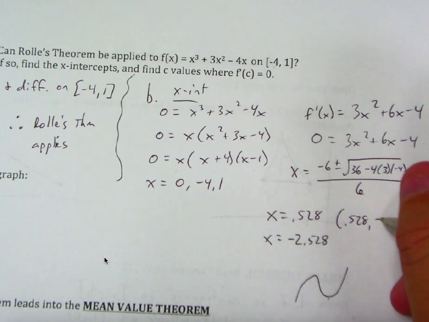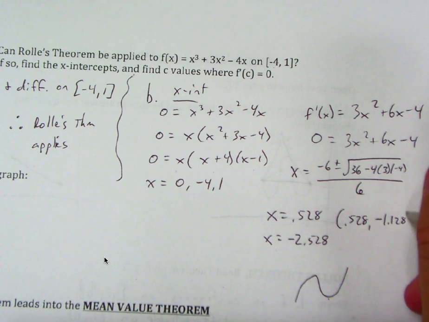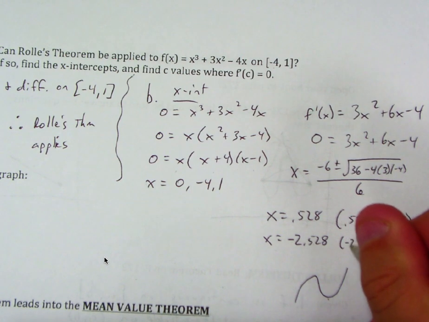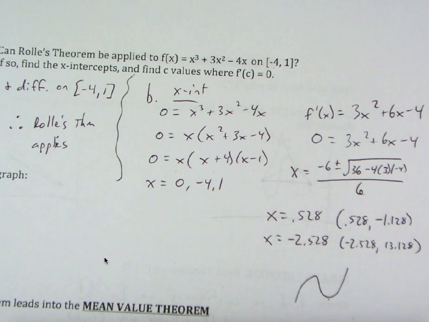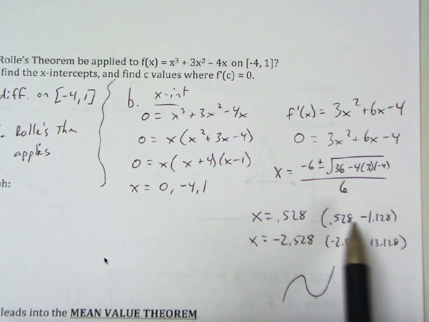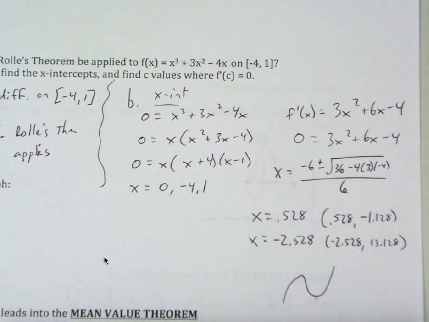You get negative 1.128 and 13.128. These are the exact locations of the humps right here.